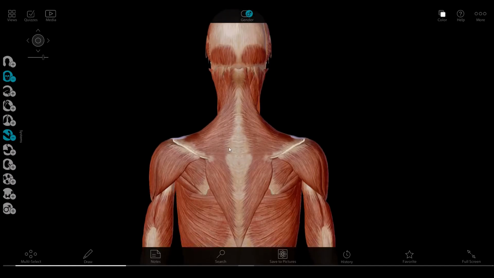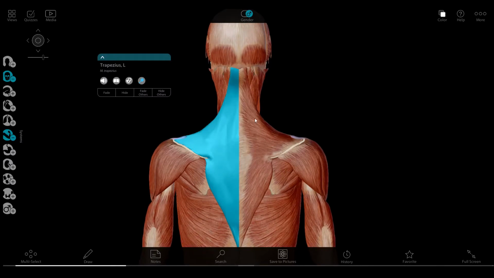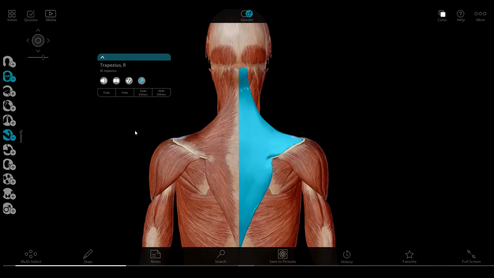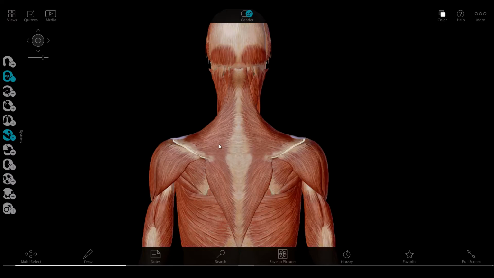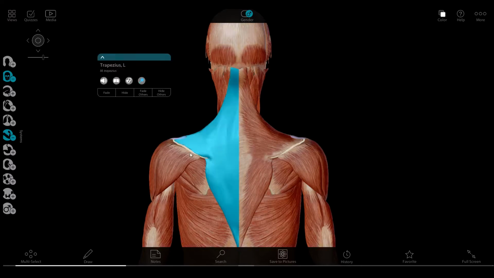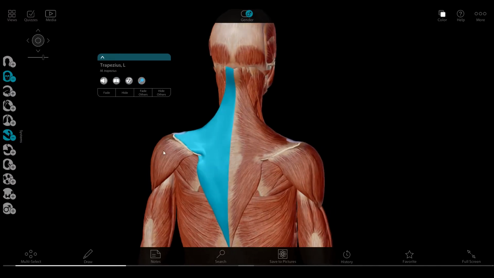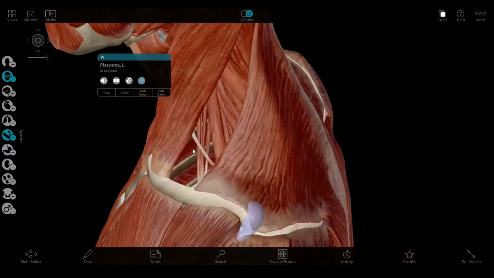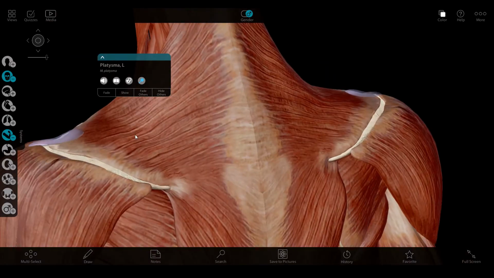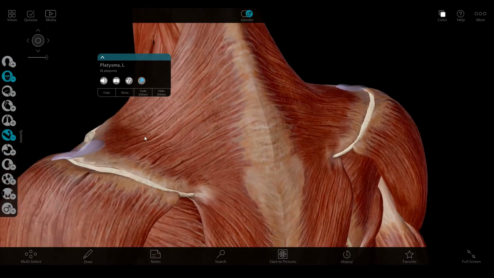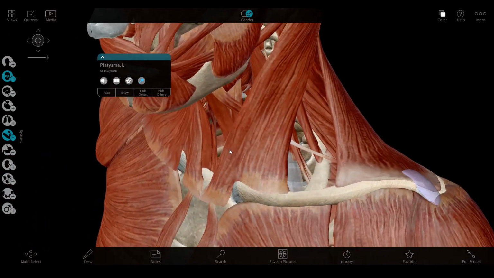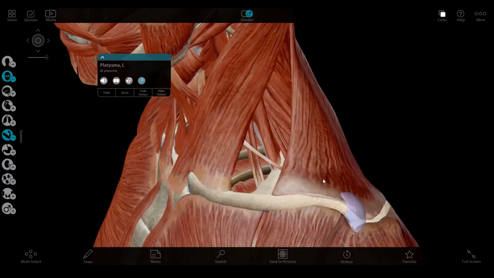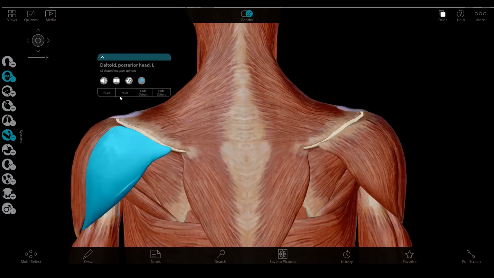Okay, this is the trapezius muscle. When both of them are together, we call them trapezoid muscles. They originate from superior nuchal line and ligamentum nuchae and spinous process of the C7 to T12. And their insertion is lateral 1/3 of the clavicle, as you can see here, and the spine of the scapula here.